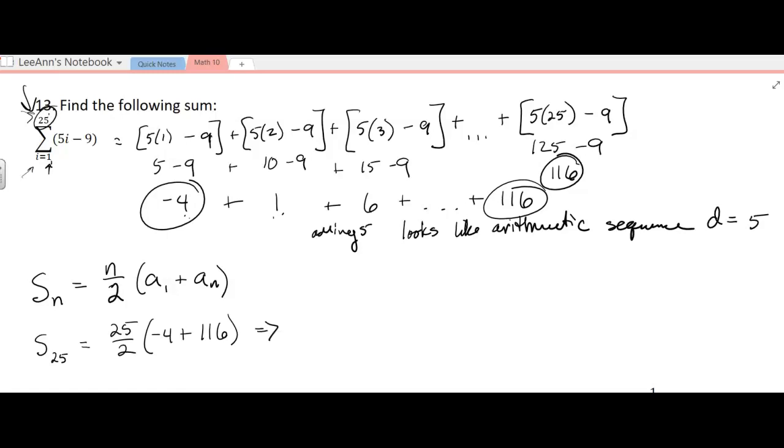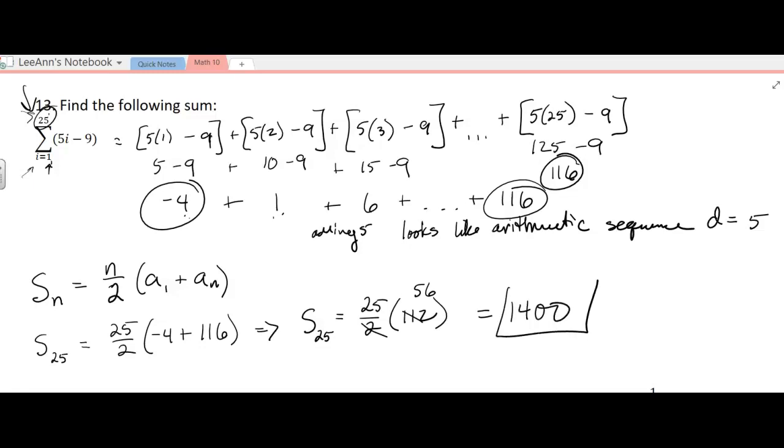So let me go this way. The sum of the first 25 terms is going to be 25 over 2 times 112. Okay, 2 goes into 112 56 times. Now I just need to multiply that. Where's my calculator? 25 times 56. So I think that's 1400. So I'm going to say that's the sum of those first 25 terms. Okay. All right.